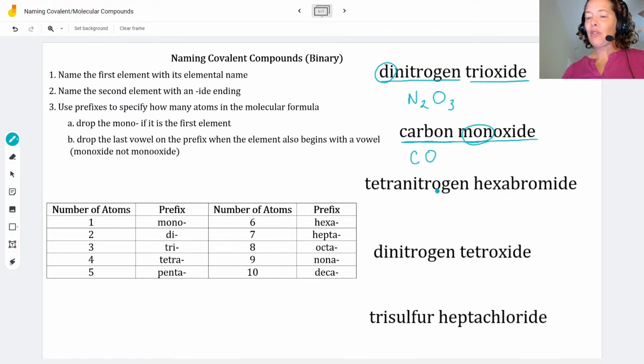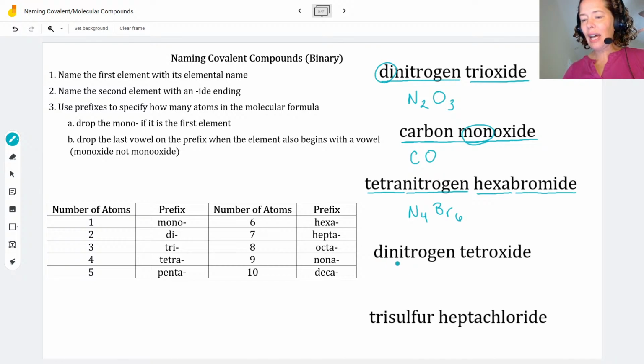All right, tetranitrogen. Nitrogen, N. Tetra is my prefix. Finding that prefix in here. Here is tetra. That means I have 4. Okay, my second element, bromide. That comes from bromine. That is Br. How many do I have? I have hexa. So again, find hexa. Here's hexa. That means I have 6. So that is N4Br6.